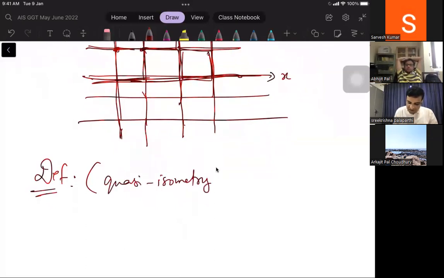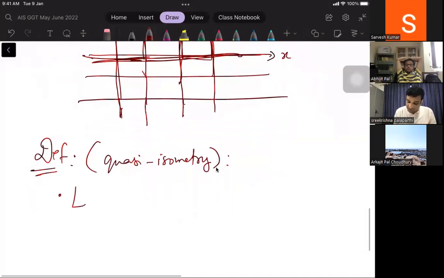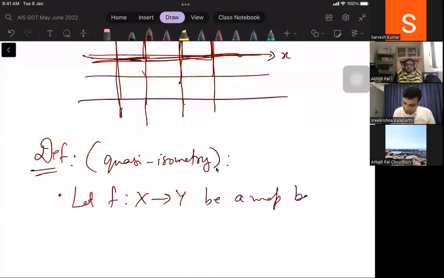So it's like an isometry that we want but never exists, because isometries are continuous maps, they preserve topology, etc. That's too much information. So hence quasi isometry. So firstly, let f from X to Y, where X and Y are metric spaces, be a map between metric spaces.